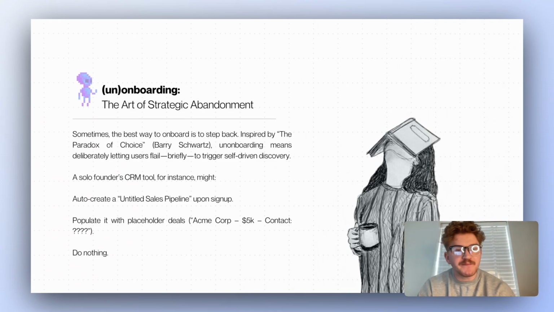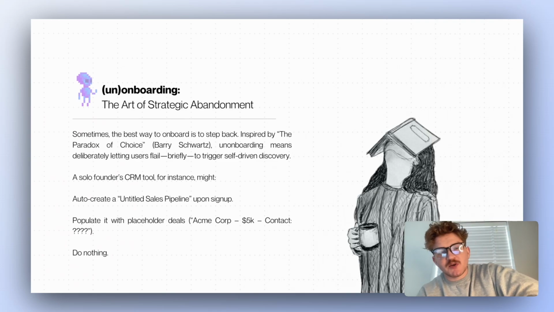if you build a CRM, it might create an untitled sales pipeline. So you might see this, guys, that when you log into some kind of tool, sometimes it might say that there's something like blank, and the blank is what opens that curiosity loop. So a CRM might say there's an untitled sales pipeline and there's just like fake data in there, like Acme Corp, 5K, contact is Steve Edwards, whatever it may be. And then it just doesn't do anything to help you.